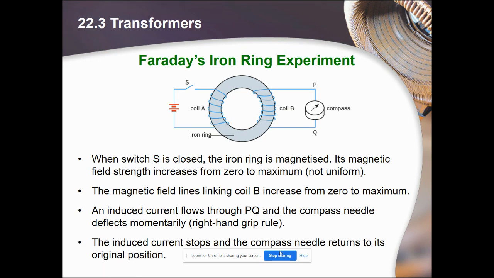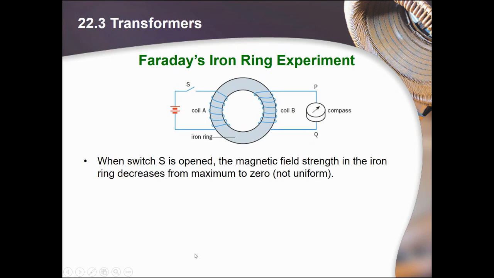And the induced current stops, and the compass needle will return back to its original position. So that is when you close the switch, and after some time it will go back to 0 again. Once the current has stabilized and the magnetic field has stabilized, there's no change in magnetic field, so it will stop.